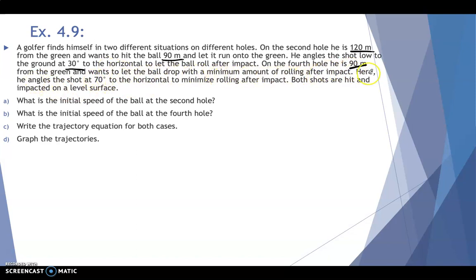On the fourth hole, he is 90 meters from the green and wants to let the ball drop with a minimum amount of rolling after impact. Here he angles the shot at 70 degrees to the horizontal. Both shots are hit and impacted on a level surface. What is the initial speed of the ball at the second hole? That's the first question.